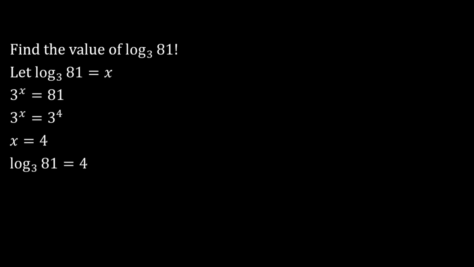For example, find the value of logarithm of 81 to the base 3. Okay, let logarithm of 81 to the base 3 equals x. So, 3 to the power of x equals 81. 3 to the power of x equals 3 to the power of 4. So we get x equals 4. And therefore, logarithm of 81 to the base 3 equals 4.